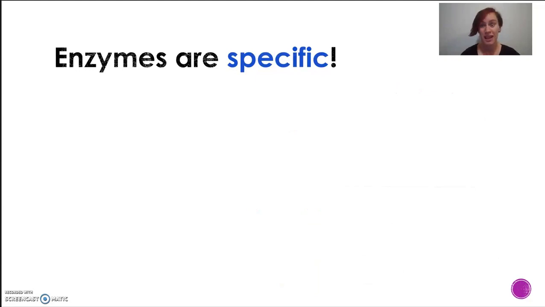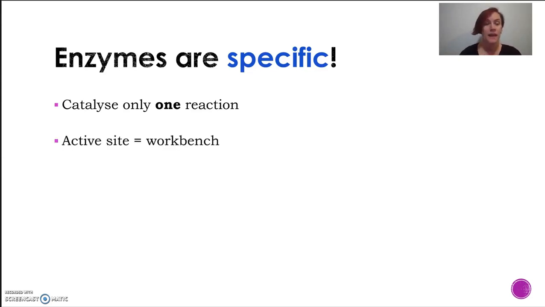Right, enzymes are really specific. You know that meme that says you had one job? That's pretty much them. They do not multitask. They can only catalyze one kind of reaction. That's it, right? That active site that they have is where the substrate binds. So, that's kind of the workbench. They are built and they are shaped to have a specific site available so the substrate can come and bind.